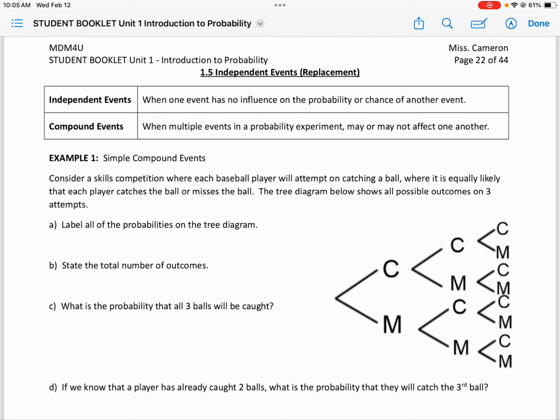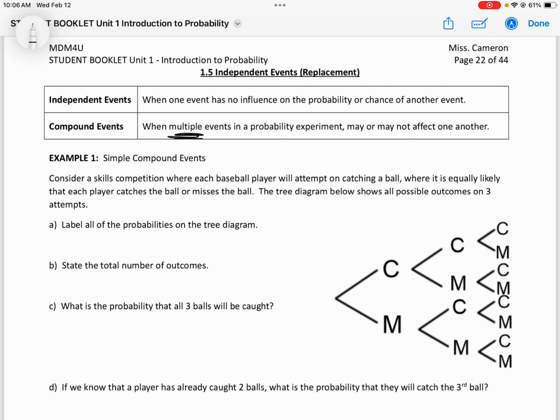1.5 Independent events. In other words, replacement. An independent event is when one event has no influence on the probability or chance of another event. Now, compound events are when multiple events in a probability experiment may or may not affect one another. Example 1: consider a skills competition where each baseball player will attempt to catch a ball, where it is equally likely that the player catches the ball or misses the ball.